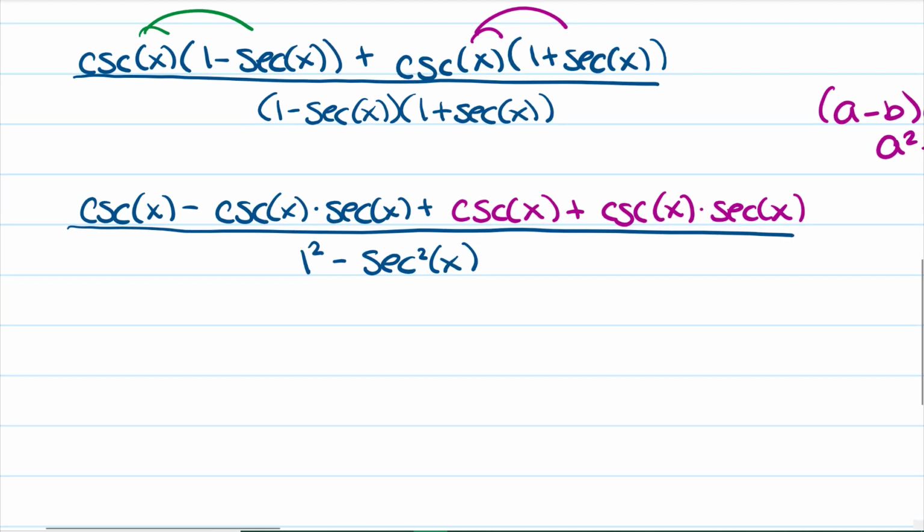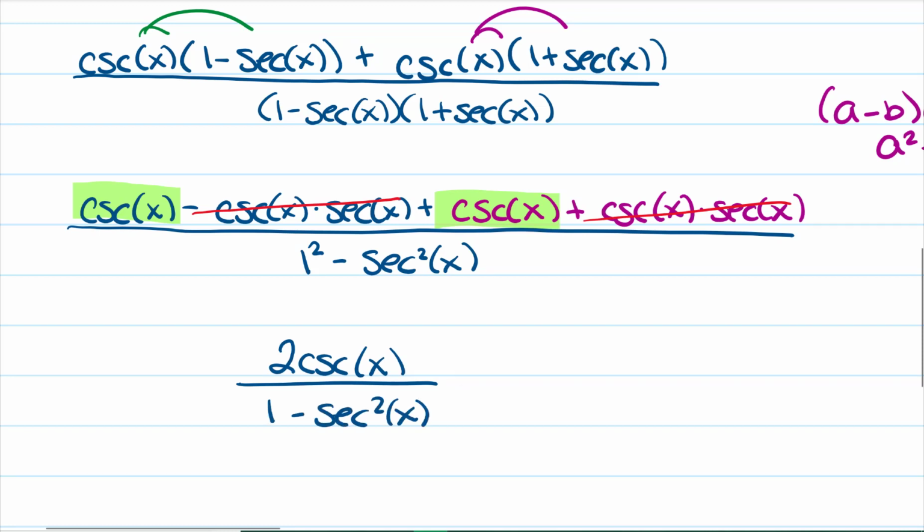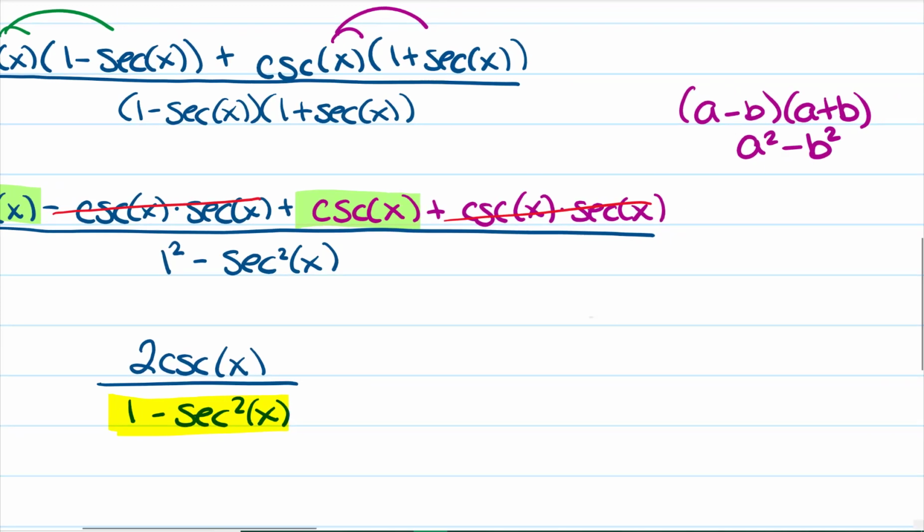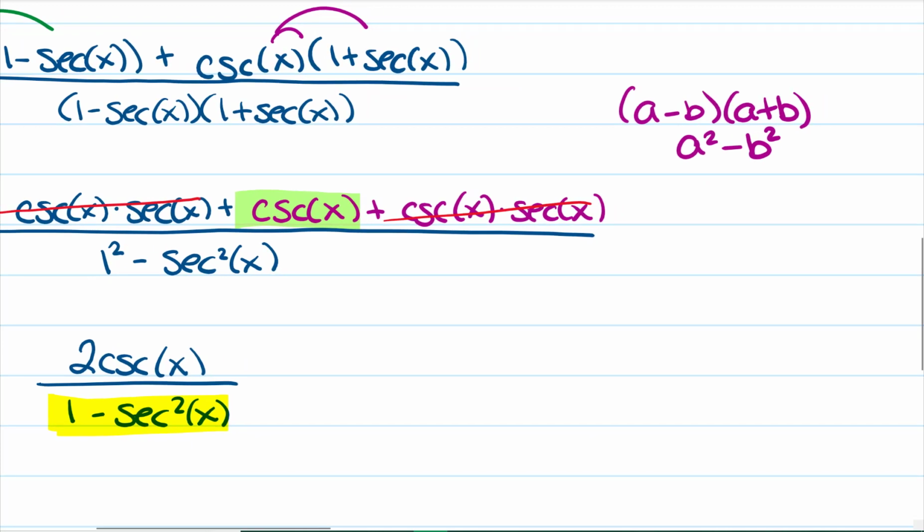And so now I'm just going to do some simplifying. This term cancels with this term. And notice that I have 1 cosecant and 2 cosecants. So I get 2 cosecant of x, all divided by 1 minus secant squared of x. And already this is looking much, much nicer. When I see a 1 and a trig function squared, my brain should think Pythagorean identities. So the Pythagorean identity I'm going to use needs to involve secant squared. And I know that secant squared is equal to 1 plus tangent squared.